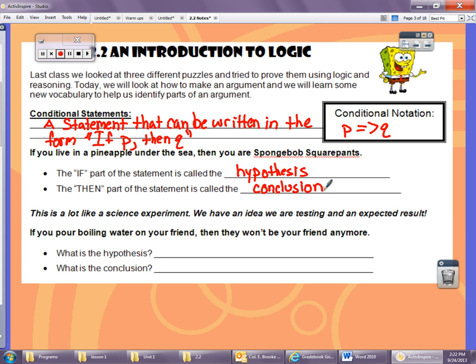Next one, if you pour boiling water on your friend, then they won't be your friend anymore. So our hypothesis is the if part. So that is, if you pour boiling water on your friend. The conclusion, they're not going to be your friend anymore.